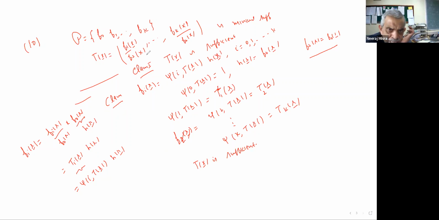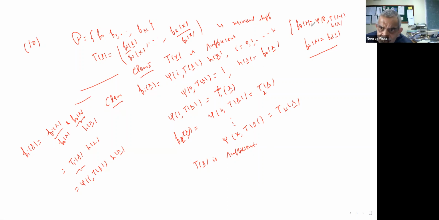My factorization theorem says that T would be sufficient if any PDF f_θ(x) can be written as ψ(θ, T(x)) times h(x). That is what the factorization theorem says. If you can factorize like this, then T(x) is sufficient.